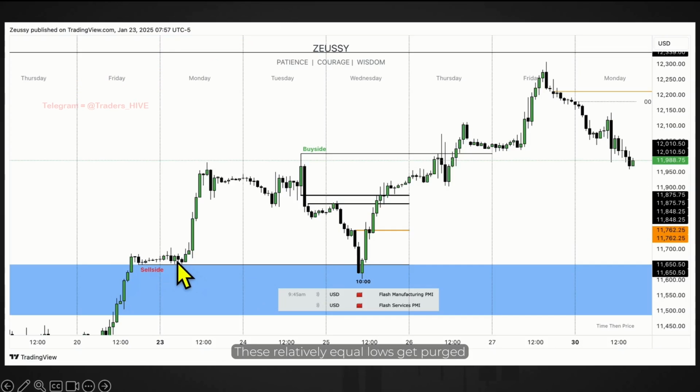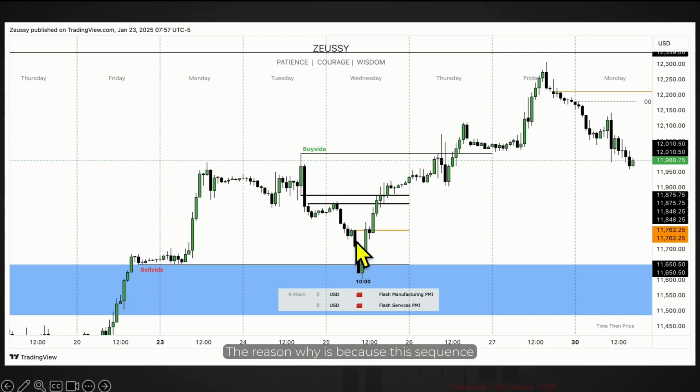These relatively equal lows get purged and we see the market form a low there at exactly 10 a.m. right here. We see the market reverse from there and we begin to see the market draw towards the upside. Notice that when this repricing higher is taking place, we can see that the market displaces above this sequence of down close candles. This is very important to understand.